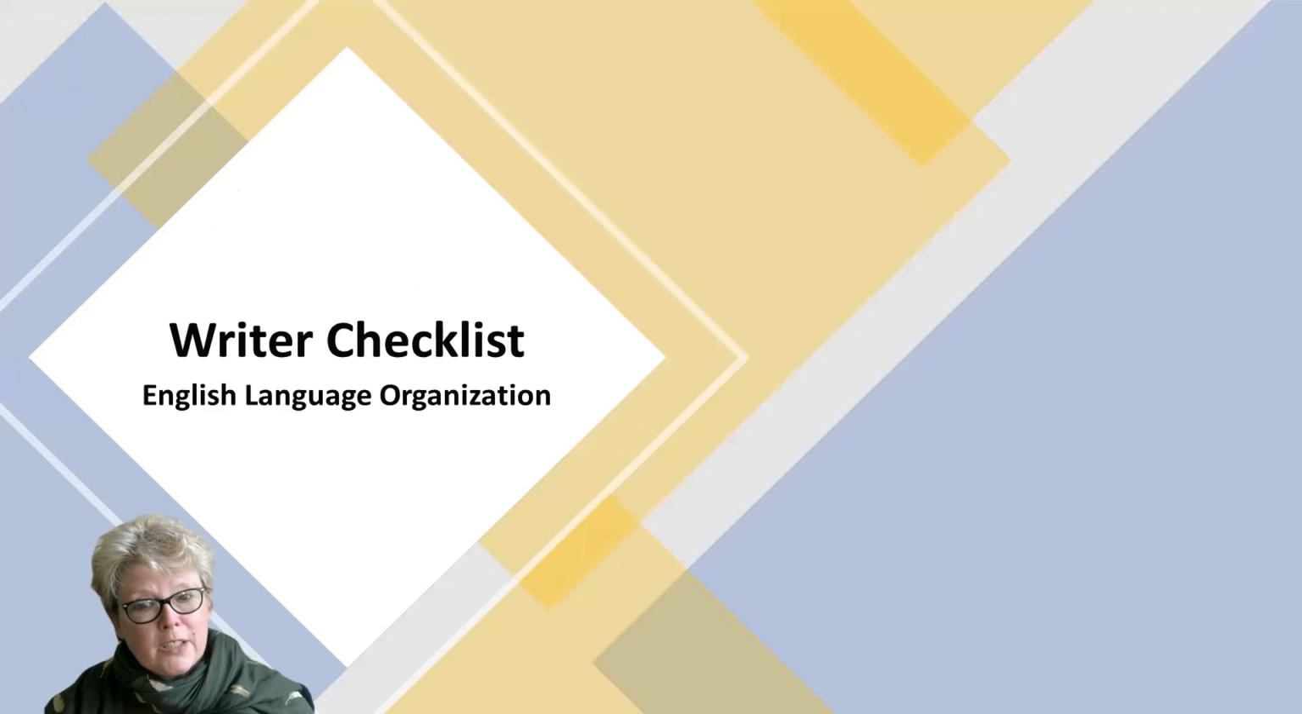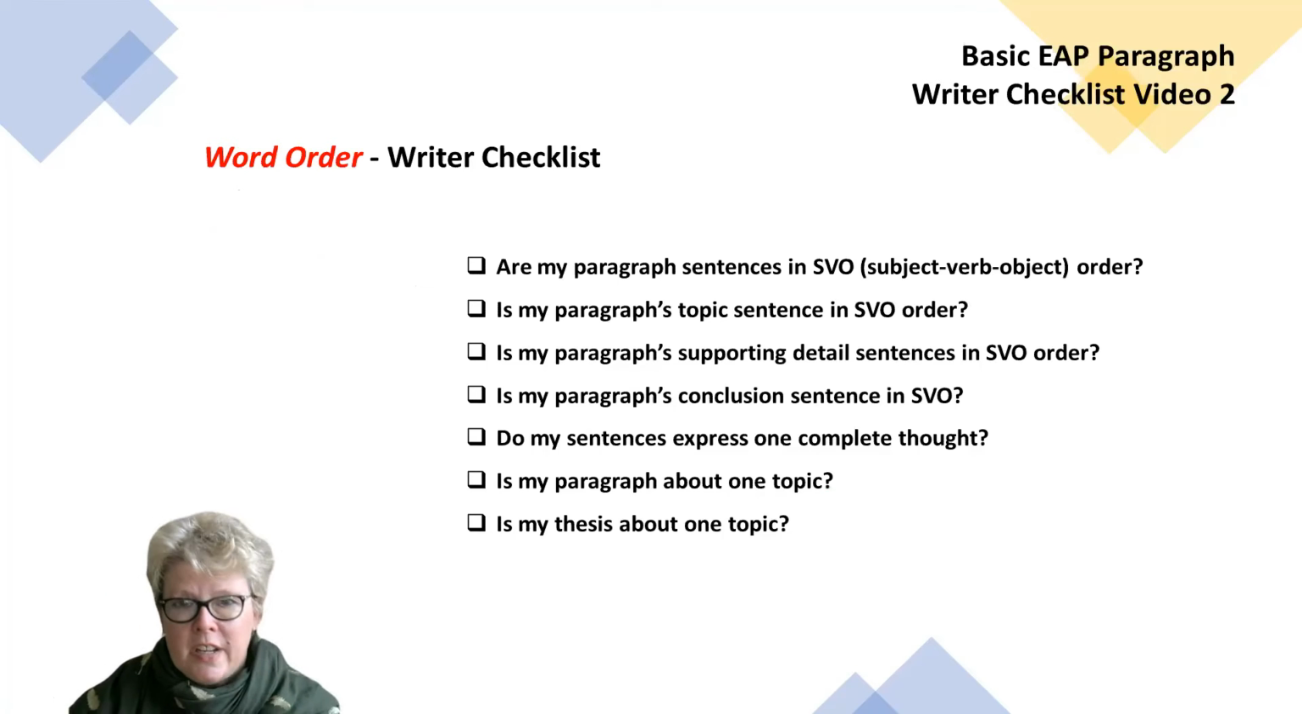On to the writer checklist. How do we stay organized when we write in English? We use checklists. And here are the questions from this lesson this week. Are my paragraph sentences in SVO, subject, verb, object order? Is my paragraph's topic sentence in SVO order? Are my paragraph's supporting detail sentences in SVO order? Is my paragraph's conclusion sentence in SVO order?